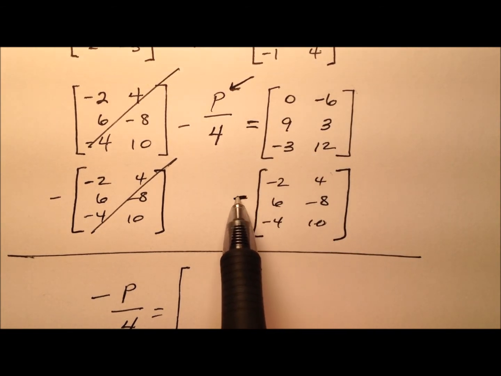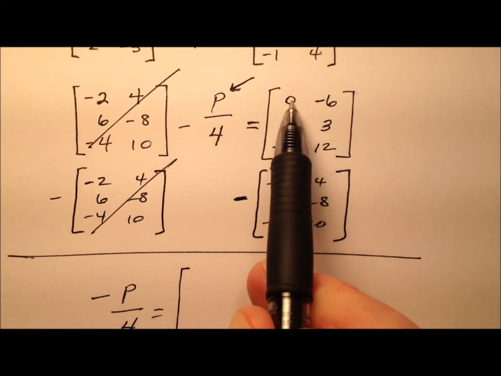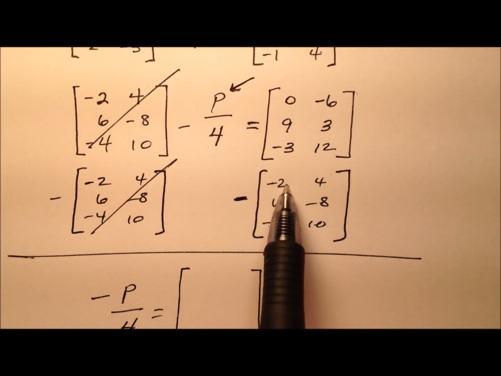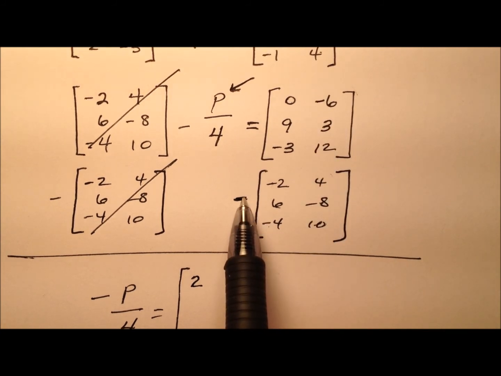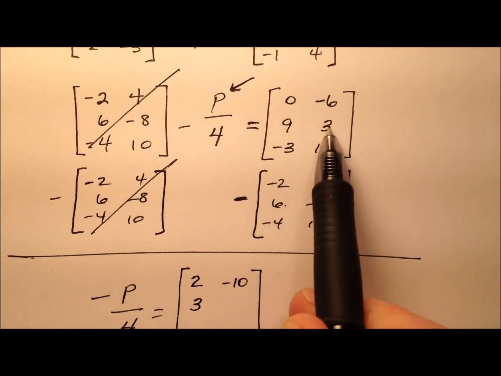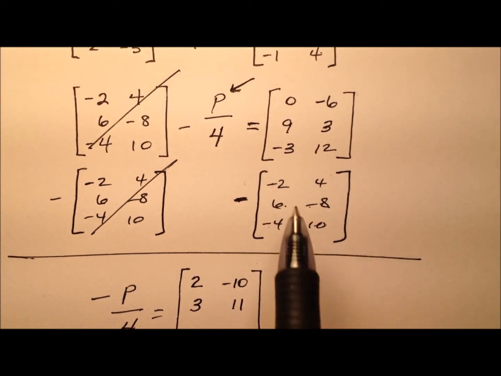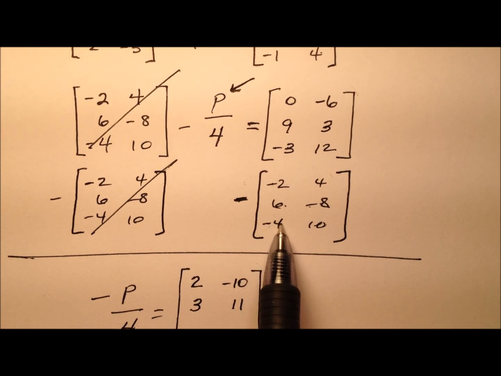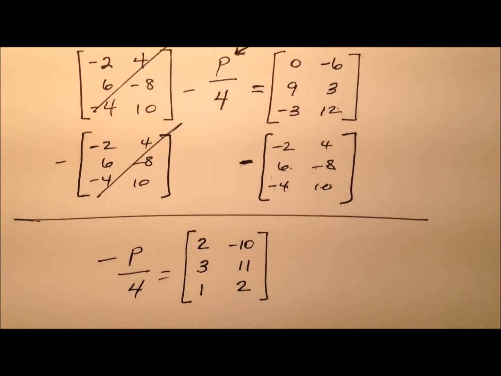So be really careful here when you have the minus, every time we have negative values in there. So this first one, 0 minus a -2, will be 0 plus 2, so that'll just be 2. -6 minus 4 should give us a -10. 9 minus 6 should give us a 3. 3 minus a -8 should be 3 plus 8, so that should be 11. -3 minus a -4 is -3 plus 4, that should be 1. And finally, 12 minus 10 should be another 2 right there.